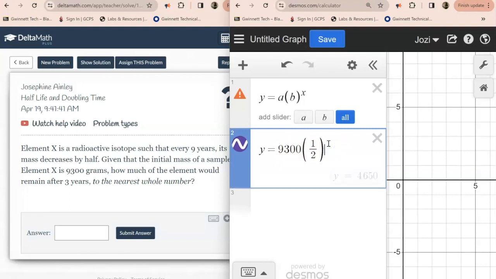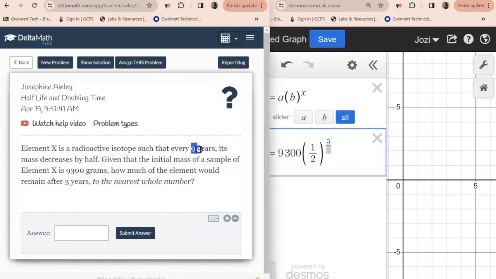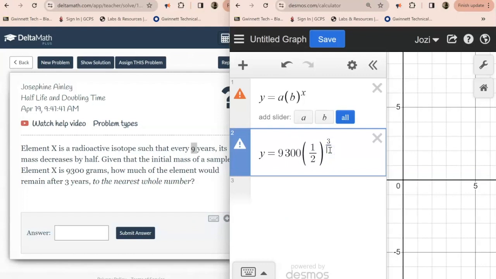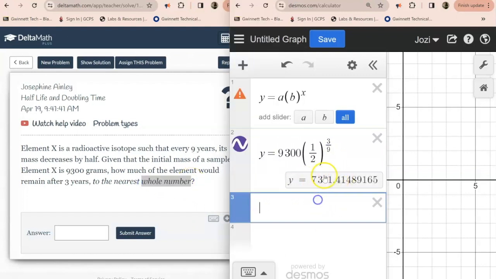And then this time is your, ooh, not there. To the power of, then divide, yeah, total, which is 3, over the doubles or half-life. So double is 9. All right, to the nearest whole number. What does that mean? No decimals.